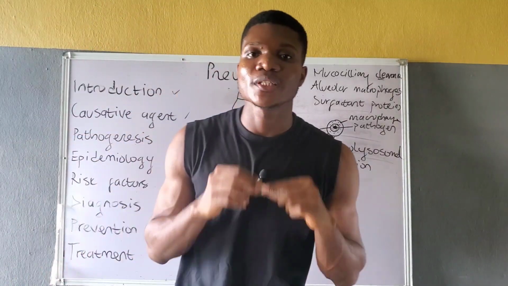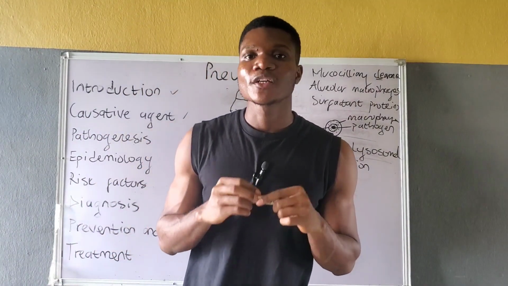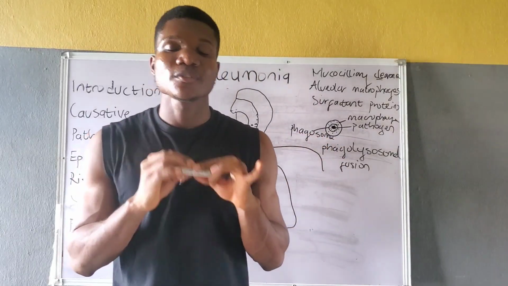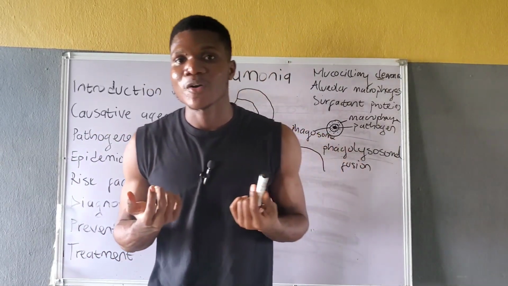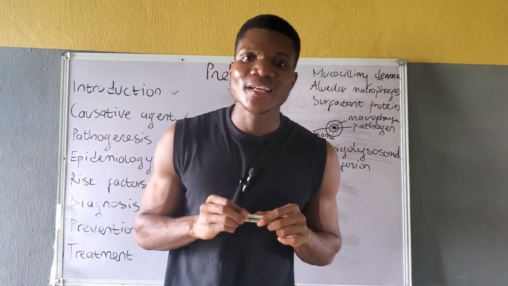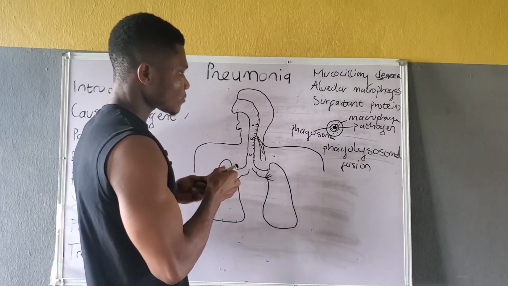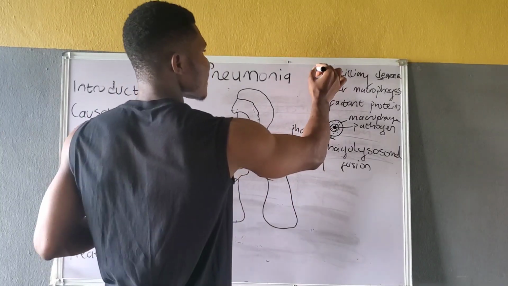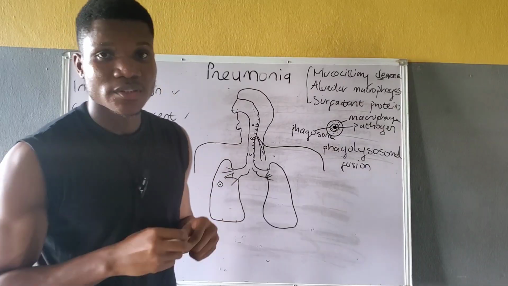We have surfactant protein A, B, C, and D. Surfactant proteins function by reducing the surface tension of the alveoli, preventing alveolar collapse. They also function by directly inhibiting and destroying pathogens present within the lungs. So these are basically the three mechanisms which the respiratory tract uses to protect itself from pathogens.